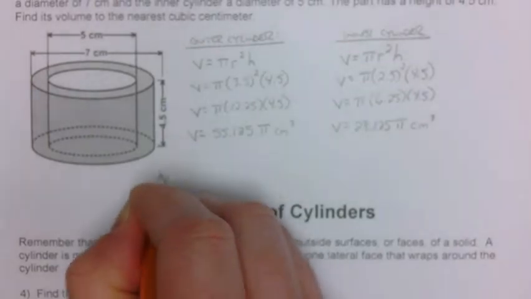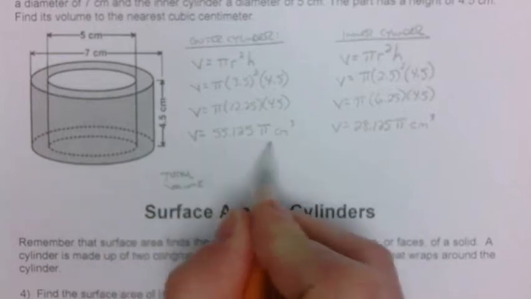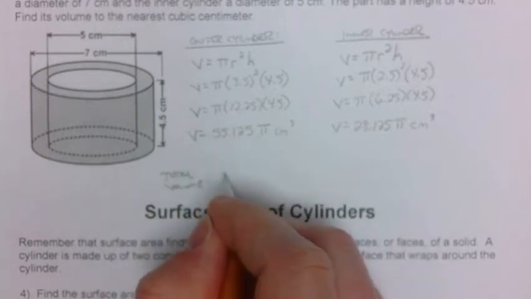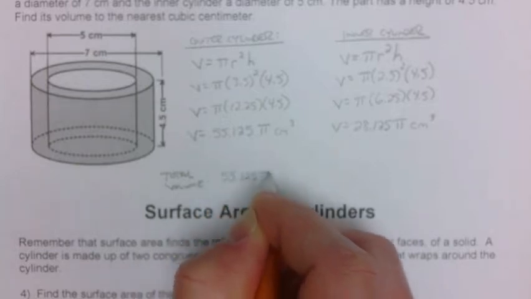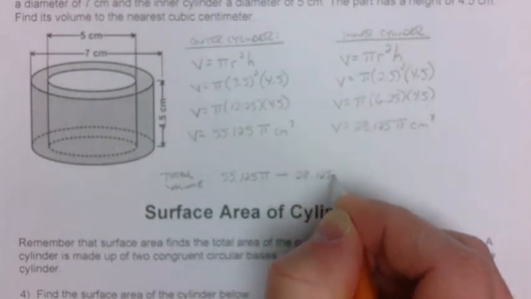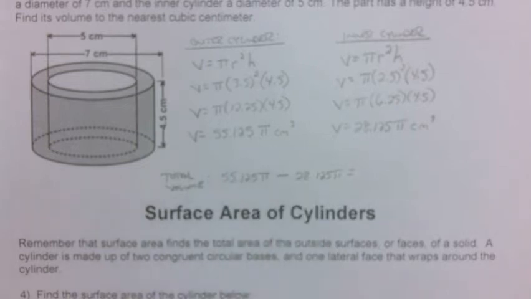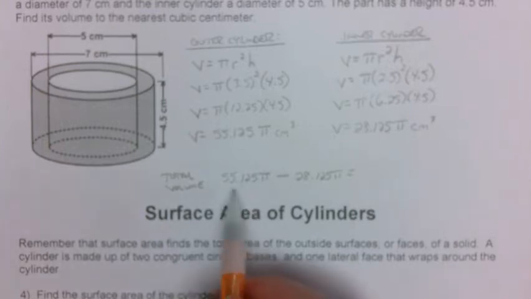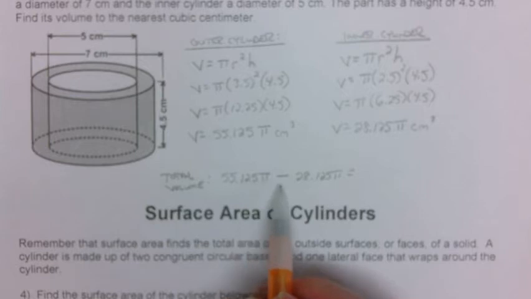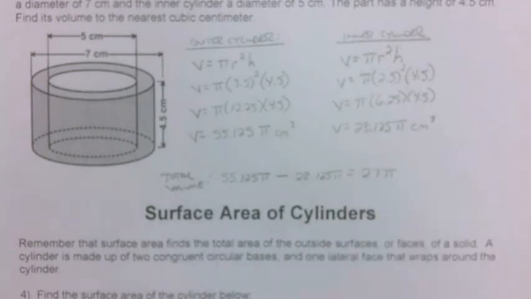Now to get the total volume, I'm going to take the entire volume of the outer cylinder, which was 55 and 125 thousandths pi. And I'm going to subtract out the hole, which was the inner cylinder, of 28 and 125 thousandths pi. Both of these are in terms of pi, so I'm going to subtract my decimals, and that's going to give me an answer which will still be in terms of pi. 55 and 125 thousandths pi minus 28 and 125 thousandths pi equals 27 pi.